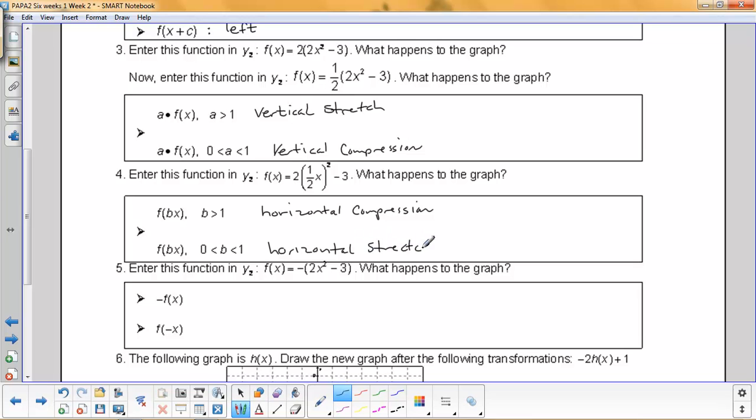Please verify all of this in your calculator so that you understand what exactly is happening when you do this. When it's negative outside, you get a reflection across the x-axis. When it is inside, you reflect across the y-axis.